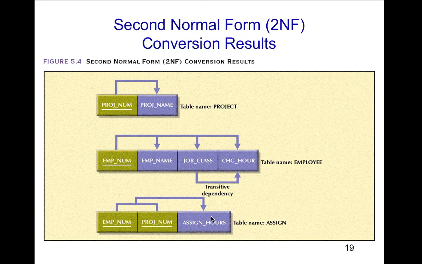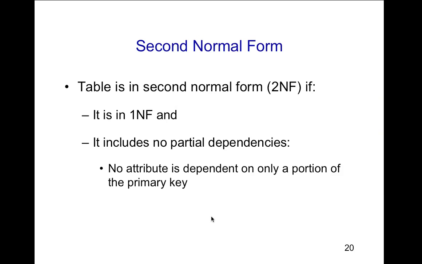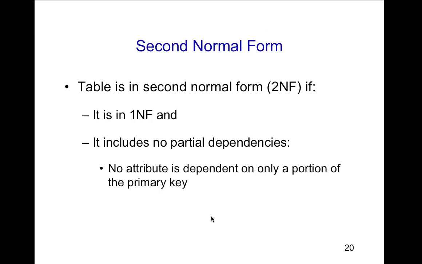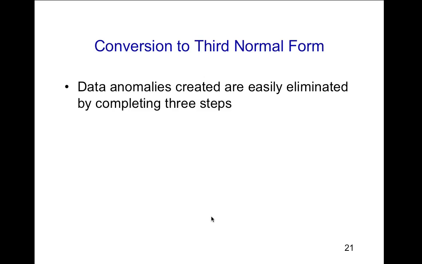All right, so that would be the second normal form consideration. Still not there yet. We still have problems. That's actually not perfect. So the table is in second normal form if it is also in first normal form and it includes no partial dependencies. We've taken away the partial dependencies, and I'll show you that in a second. And no attribute is dependent on only a portion of the primary key. It's 100% reliant on that.